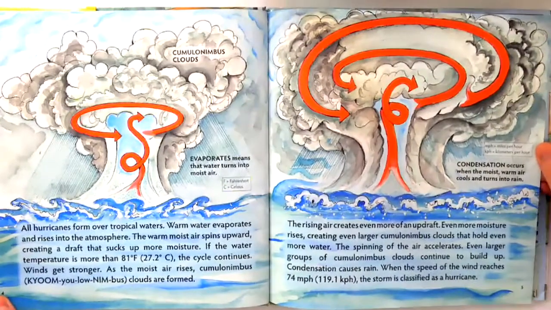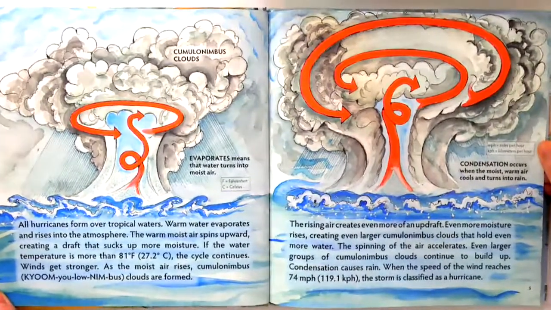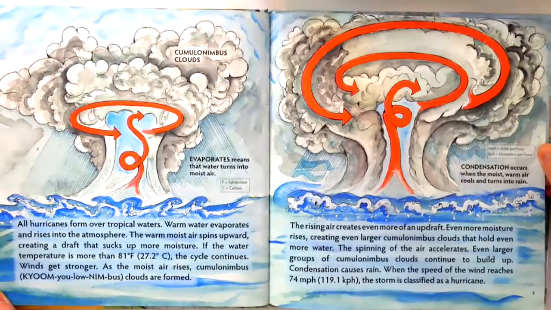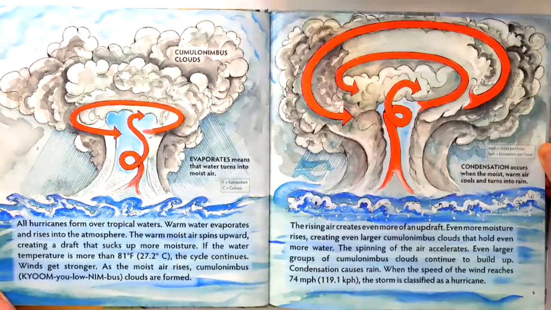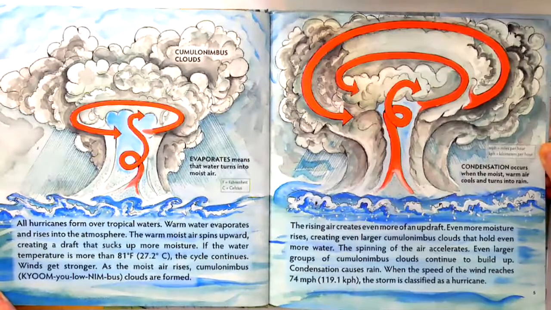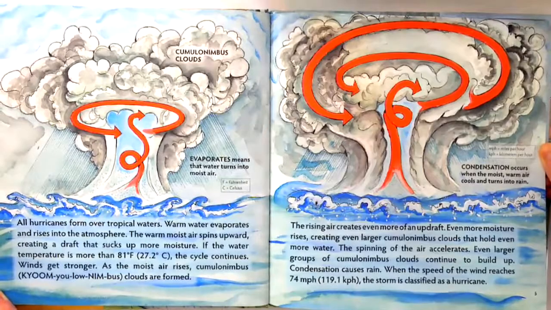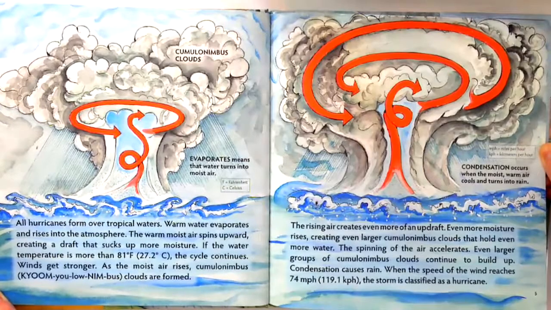All hurricanes form over tropical waters. Warm water evaporates and rises into the atmosphere. The warm, moist air spins upward, creating a draft that sucks up more moisture. If the water temperature is more than 81 degrees Fahrenheit or 27.2 degrees Celsius, the cycle continues. Winds get stronger. As the moist air rises, cumulonimbus clouds are formed.